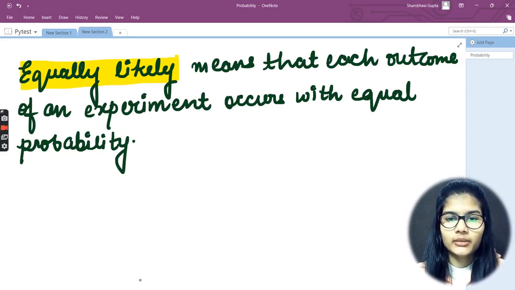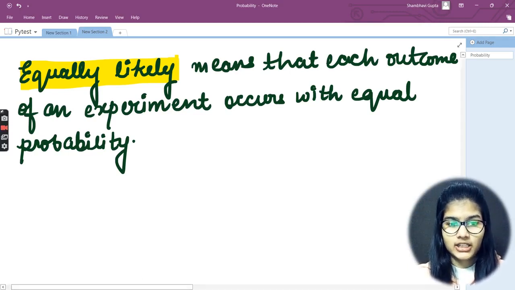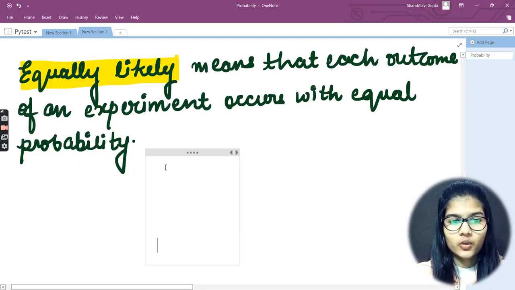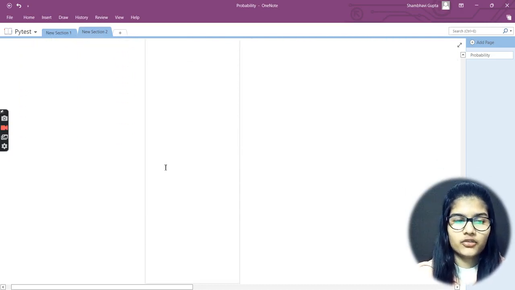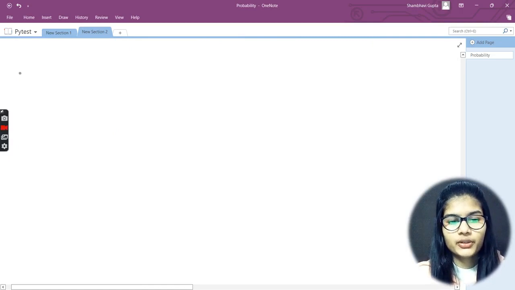So equally likely means that each outcome of an experiment occurs with an equal probability. This is what equally likely actually means. Now, if I have to compute the probability for that, how will I do it? Let's check that out here.